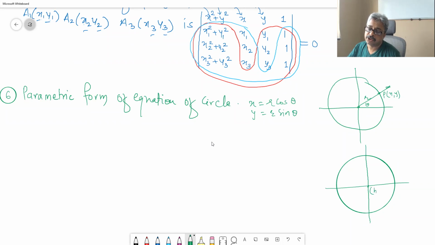Center is at h comma k. Then what will be the formula?